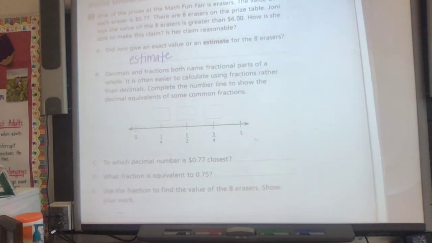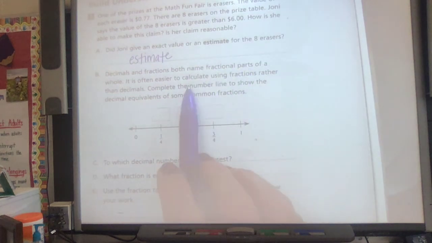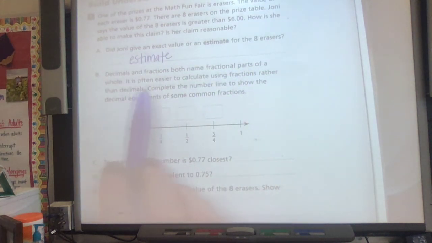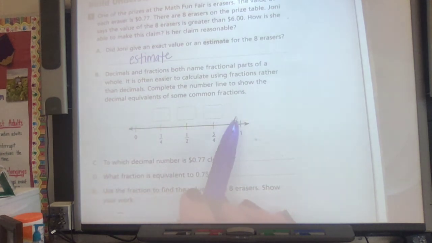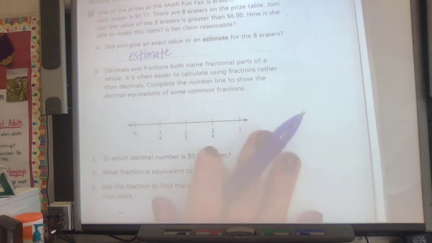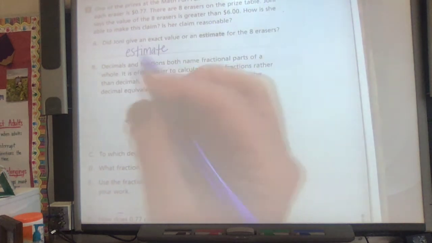B says decimals and fractions both name fractional parts of a whole. It is often easier to calculate using fractions rather than decimals. Complete the number line to show the decimal equivalent of some of the common fractions. Okay, and this is something that's helpful to us in the long run.